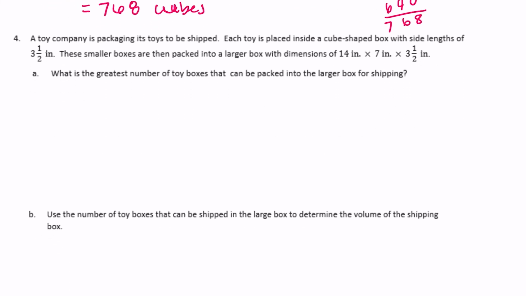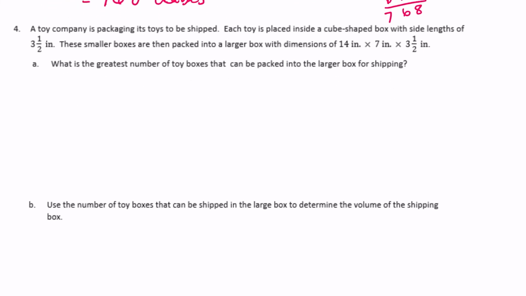Number 4, a toy company is packing its toys to be shipped. Each toy is placed inside a cube-shaped box with the side lengths of 3.5 inches. These smaller boxes are then packed into a larger box with dimensions of 14 inches by 7 inches by 3.5 inches. What's the greatest number of toy boxes that can be packed into the larger box for shipping?